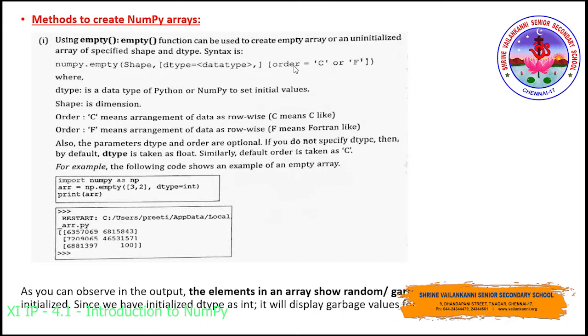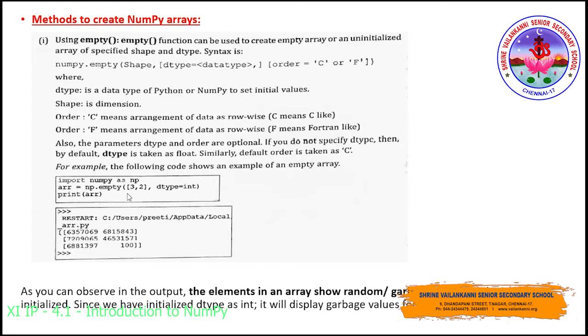The dtype and order parameters are completely optional. If we do not specify them, the default data type will be float and the default order will be C, that is, the elements will be arranged row wise. So this is how it works. And shape represents the dimensions, that is, how many rows and how many columns we want to create for an array.